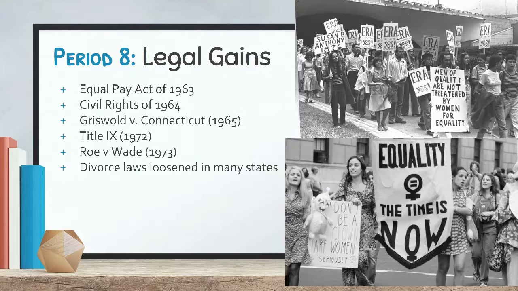The advocacy for more opportunities and rights did help to result in important legal gains, including the Equal Pay Act of 1963, the Civil Rights Act of 1964, the Supreme Court decision Griswold v. Connecticut, which legalized birth control for married couples, Title IX, which sought to bring equal opportunities in education, and the famous Roe v. Wade decision, which legalized abortions. Within individual states, divorce laws were loosened.